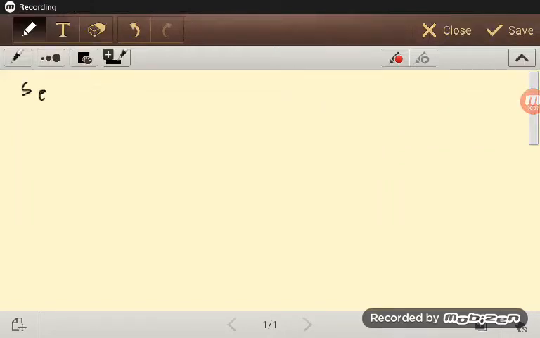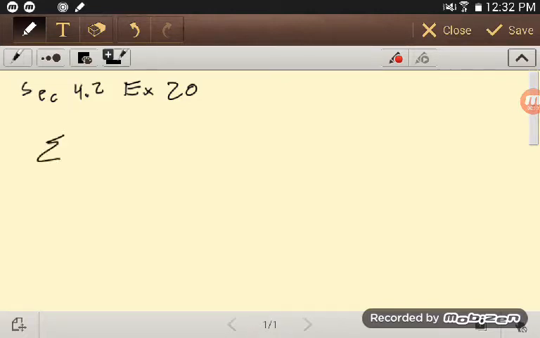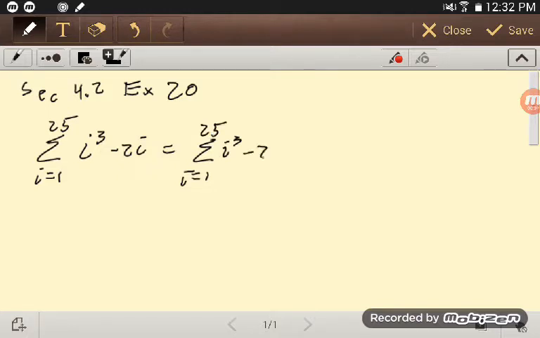So here we have section 4.2, exercise 20, and they would just like us to evaluate these sums. So here's the sum, i equals 1 to 25, of i cubed minus 2i. Well, using our properties of sums, that's the sum of i cubed, i equals 1 to 25, minus 2 times the sum i equals 1 to 25 of i.